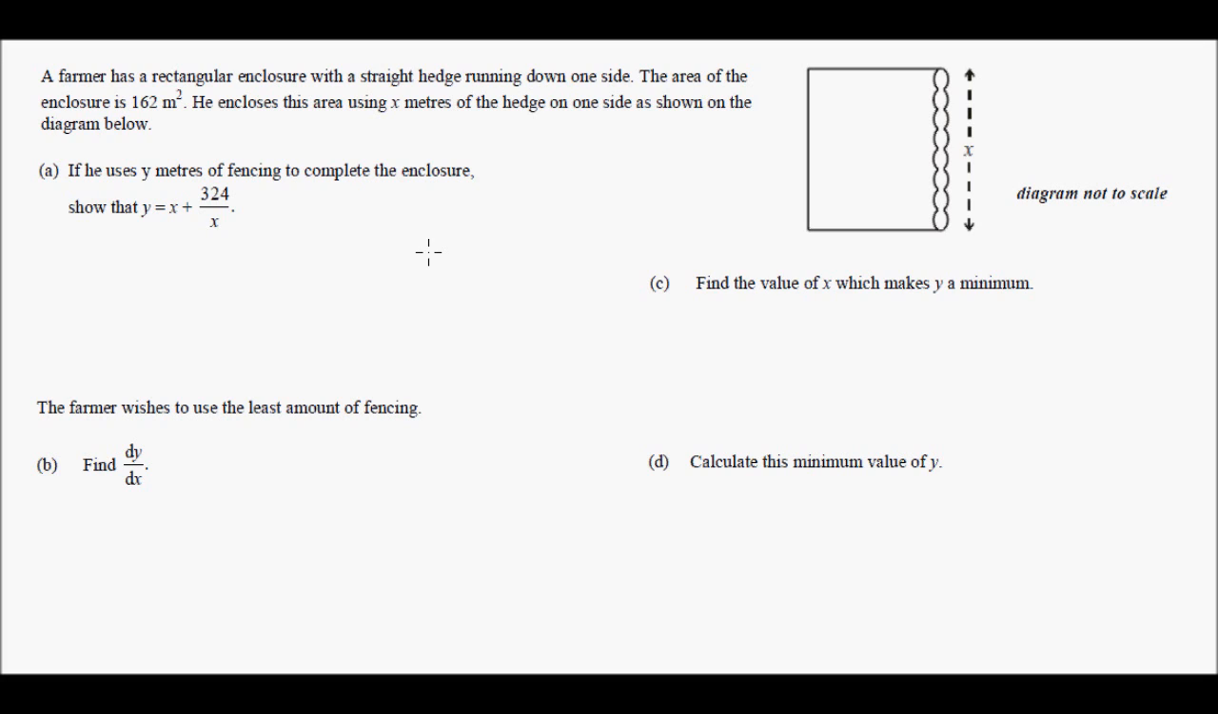A farmer has a rectangular enclosure with a straight edge running down one side. The area of the enclosure is 162 meters squared. Okay, no problem. So this is x right here. He encloses this area using x meters of hedge on one side as shown on the diagram below. Well, this is x, but this is x too because it's rectangular, right? So it's got to be on the same side. If he uses y meters of fencing to complete his enclosure, show that y equals x plus 324 over x.